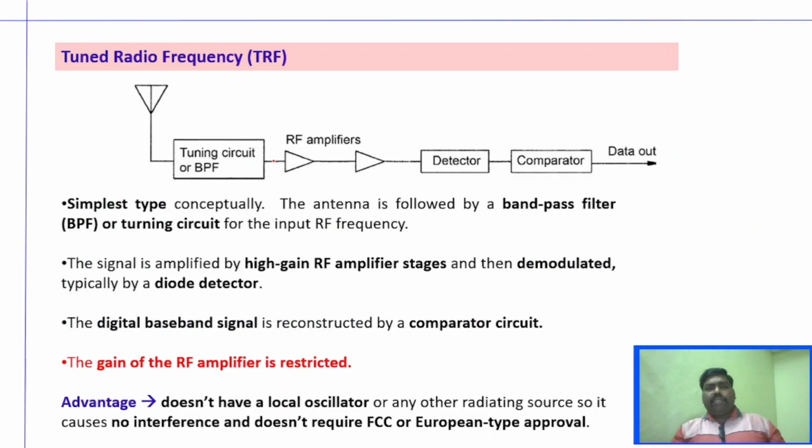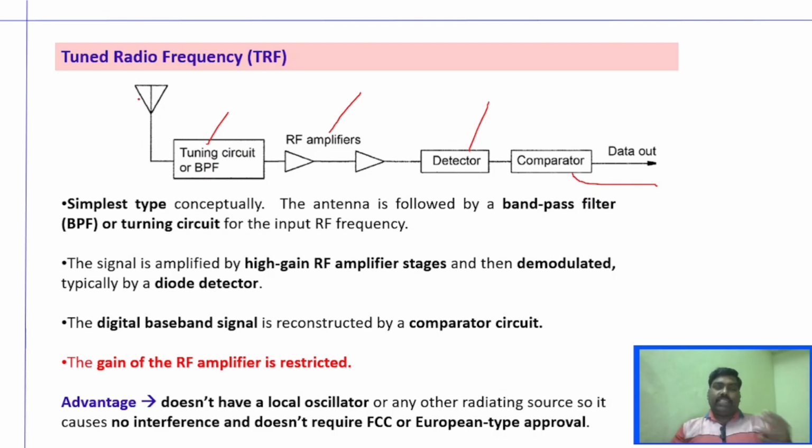And coming to the tuned radio frequency receiver, right? As I said, if you take any particular RF receiver, you will have these elements. That is, you will have a BPF, RF amplifiers, and then you will have a detector, right? And depending upon the application, you will use a comparator or amplifiers, audio amplifiers, like that, right? Here in the tuned radio frequency receiver, first what we will do is receive the signal, right?